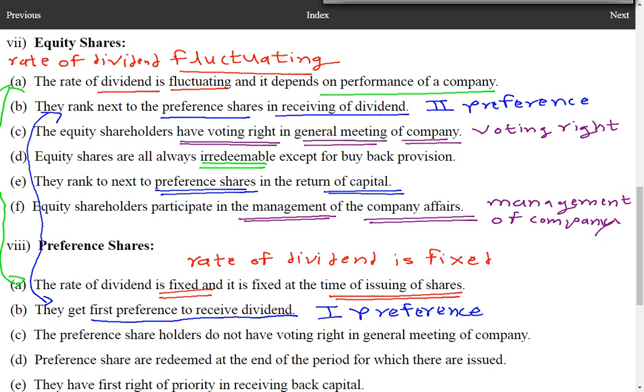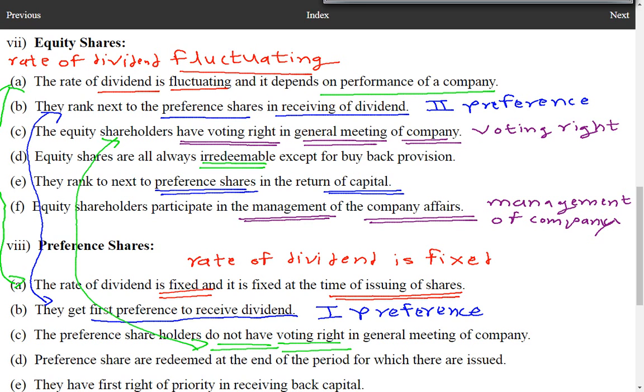Third point is that the preference shareholders do not have any voting right, whereas equity shareholders have voting right. So compare this point with this. Equity shareholders have voting right. Preference shareholders do not have voting right.